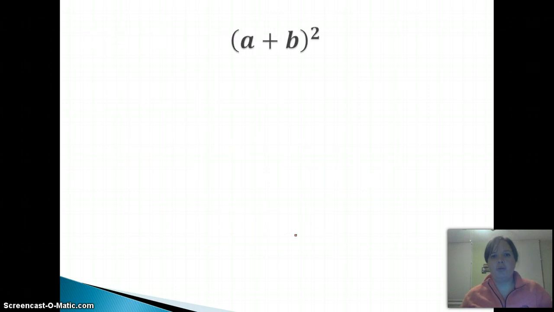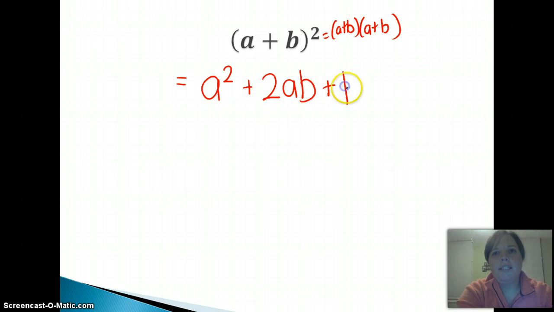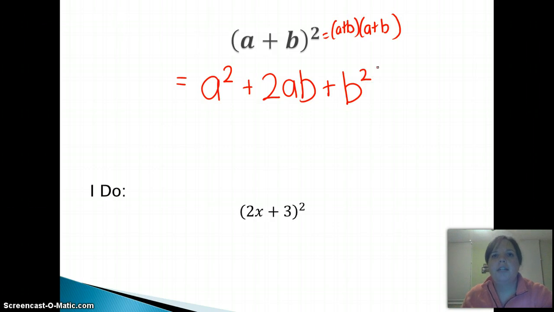The shortcut, looking at patterns, is what that half sheet was getting at. The pattern, when you have the parentheses repeated, so a plus b times a plus b, is that the result is the first term squared, plus 2 times the two terms multiplied, plus the last term squared. I'm going to do a problem here. You can use this pattern to shortcut around the FOIL process.